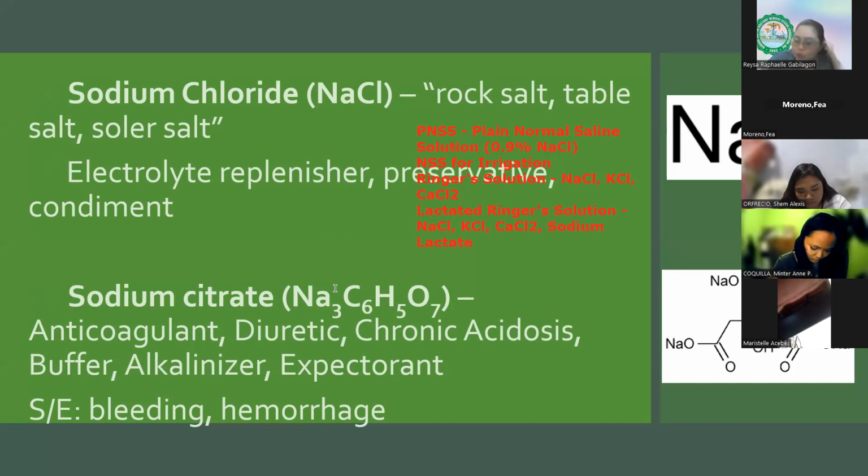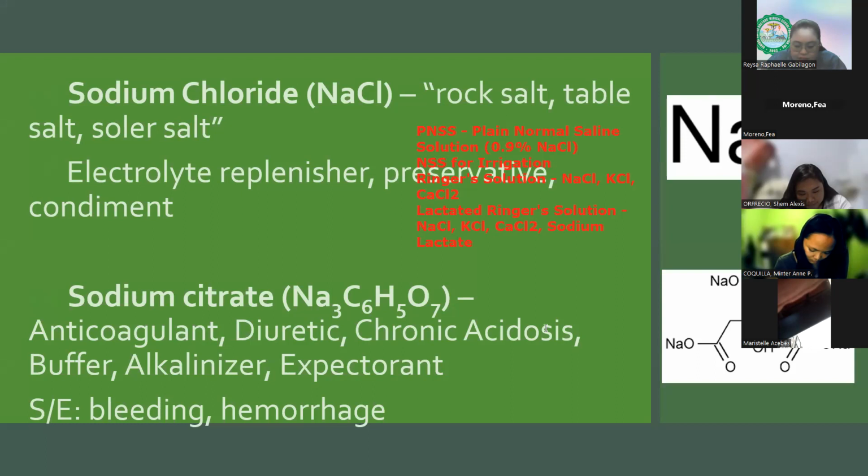Okay? Again, it's due to the presence of citrate. Ha? It's not because of the sodium. Now, aside from that, this is also used as a diuretic and it can cause chronic acidosis. Okay? No, this one cannot cause chronic acidosis. It's an alkalinizer, so it's an agent for chronic acidosis.